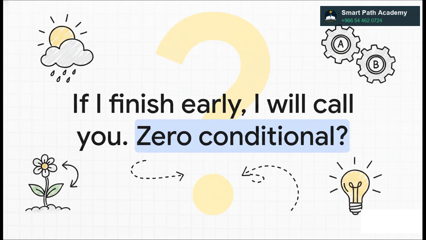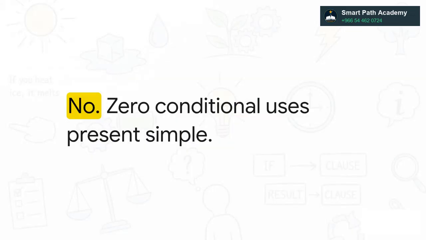Question 2. Choose yes or no. Look at this sentence. If I finish early, I will call you. Is this zero conditional? The answer is no. This uses the word will, which makes it a future prediction. Remember our red X rule from earlier? The zero conditional only ever uses the present simple.